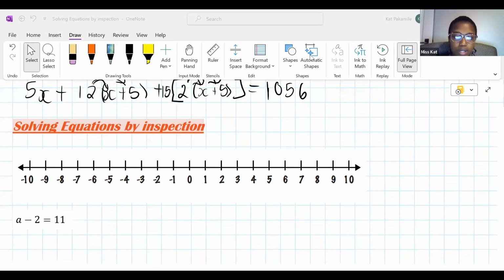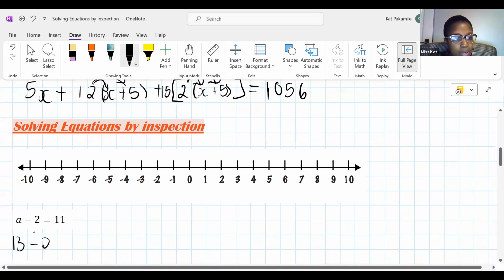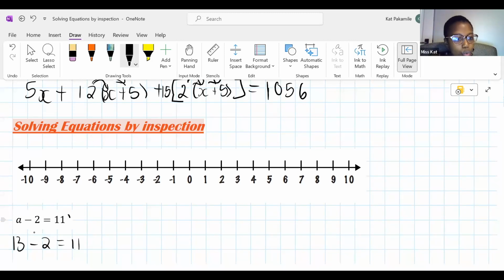Okay, so what I mean by that is you literally have to show that you are trialing and error. So what number, if you subtract 2, will give you 11? See, we are not listening. And A is not 12. Thank you, Indipile. What number, if you subtract 2, will give you 11? 13. So you tested, you say 13 minus 2 equals 11, which is what I'm looking for. Then you say, therefore, A is 13.